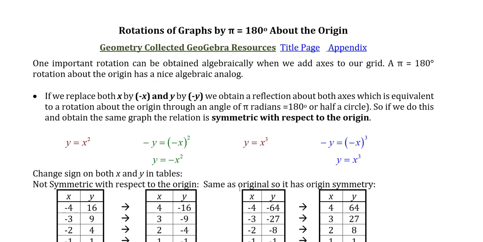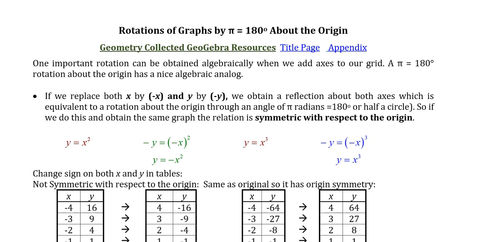Okay, how about rotations by 180 degrees? Well, it turns out there's a nice geometric connection for this one. If we replace both x by minus x and y by minus y, we'll talk about reflections a little bit later and composing these things. But giving away a punchline, it turns out if you compose two reflections about intersecting lines, you get a rotation about twice the angle between the two lines.